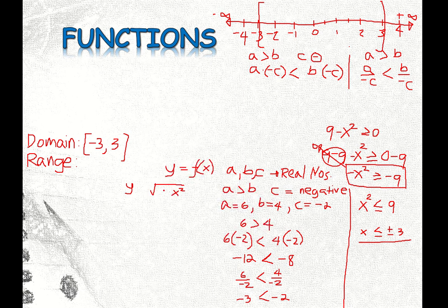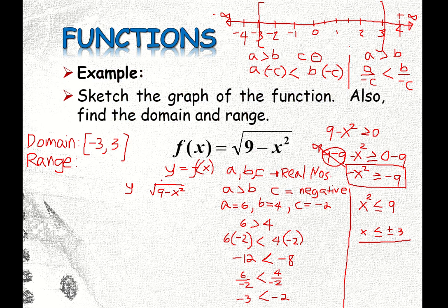So this is 9 minus x squared. Okay, so this is our function. So we can write it y equal to square root of 9 minus x squared. So squaring both sides, we have y squared equal to 9 minus x squared.